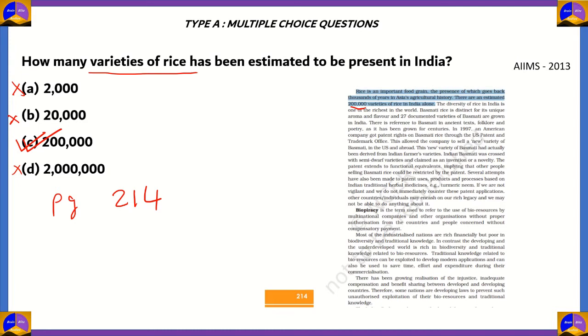So when you're preparing for medical entrance examinations, it's very important to read the textbook from tip to toe, because from cover to cover you have to read that textbook, because any small bit of information can be used to frame questions such as this one.